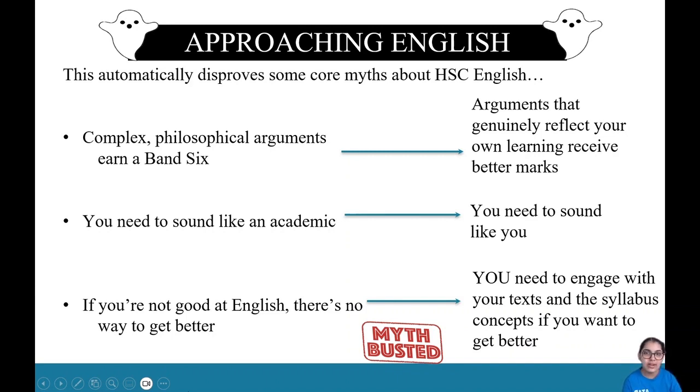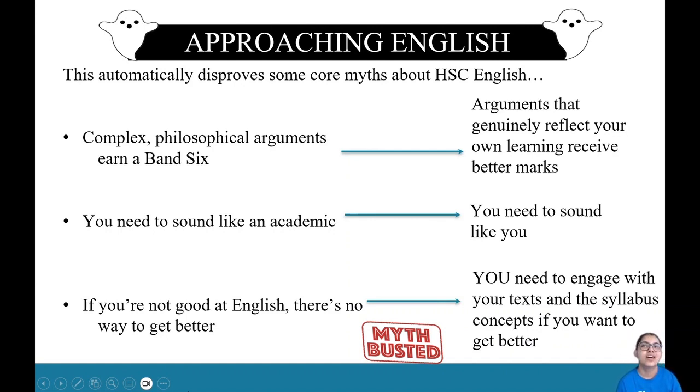Best way to improve at English, and I will tell you this now, write it down in bold. Best way, and really the only key way to improve in English, is to write essays. Firstly, write essays. Secondly, get feedback on those essays. Thirdly, write them again. That's it. That is literally it. Three steps to get better at English.